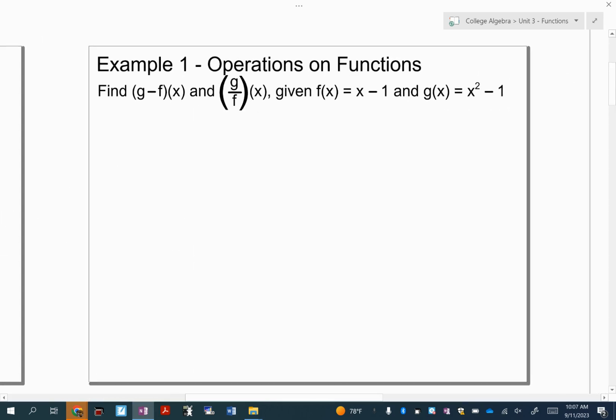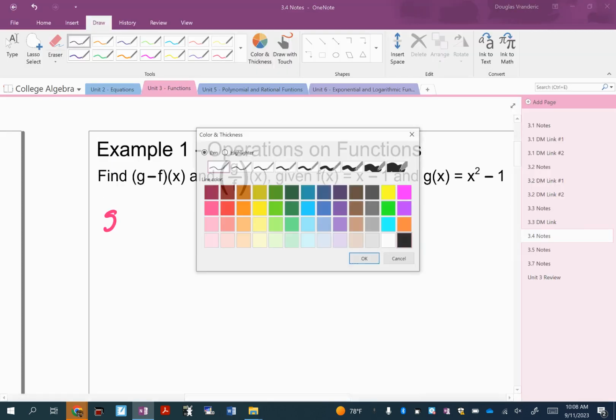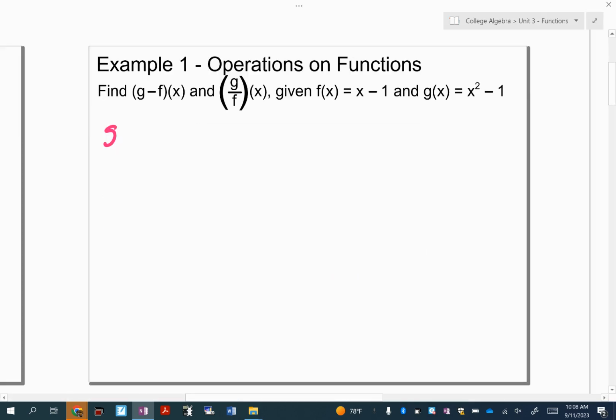So in this first example, I'm going to go over some operations with functions. You'll notice I have g minus f of x, which is g of x minus f of x, what I'm going to write down. So I'm going to write down my first function, which is g of x, or x squared minus 1, and then subtract f of x, which is x minus 1.